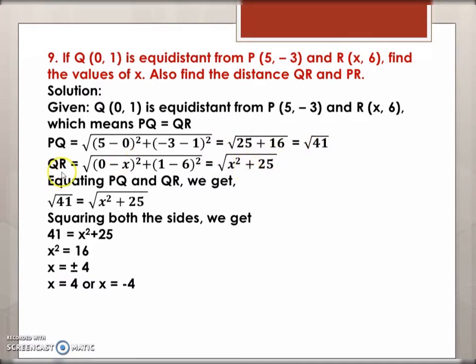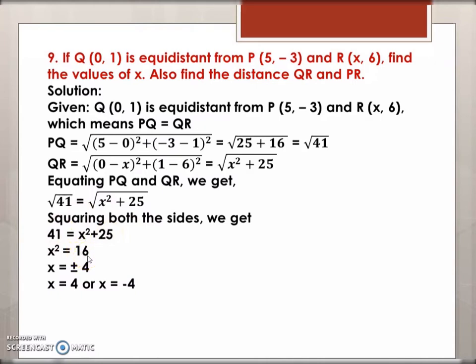Then you will find the distance between Q and R. Now here in the coordinates of R, you have one variable, so you will leave it as a variable only. So it will be the square root of x square plus 25. That is the value of QR. Now it is given that Q is equidistant from P and R. That means PQ and QR are equal. So in the next step, you will equate these two distances that you have obtained. That is square root of 41 is equal to square root of x square plus 25. Then squaring both sides, you will be getting a quadratic.